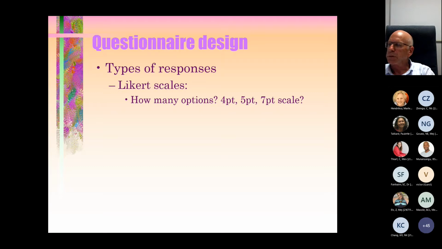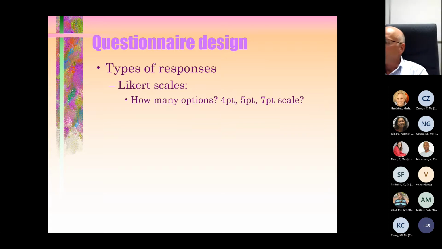And mostly what one has to decide there is, how many options should there be? Should it be a 4-point, 5-point, or 7-point scale? I think that 5-point is probably the most often used. The one distinction that one can make here is whether to have an even number or an odd number of options, because if you have an odd number of options, there will always be a middle one.